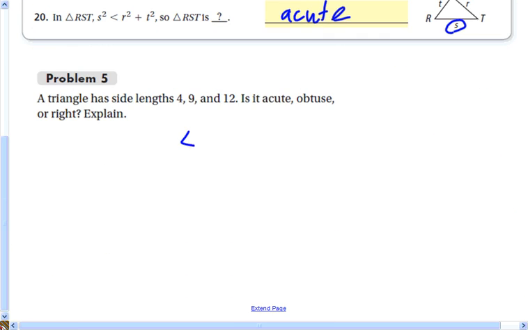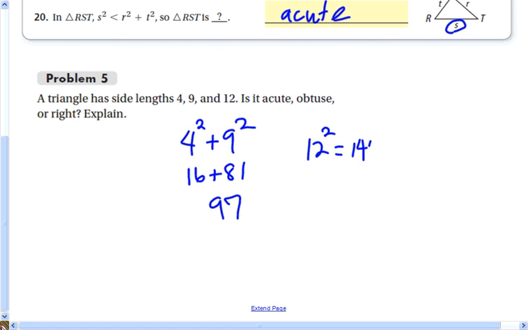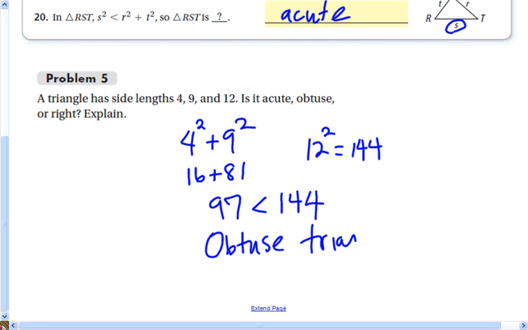Let's take the two shorter sides and square them. And that gives us 16 plus 81, which is 97. And then we're going to do 12 squared, which is 144. Since 97 is less than 144, so our c squared is greater than our a squared plus b squared, we're going to say that this will create an obtuse triangle. All right.